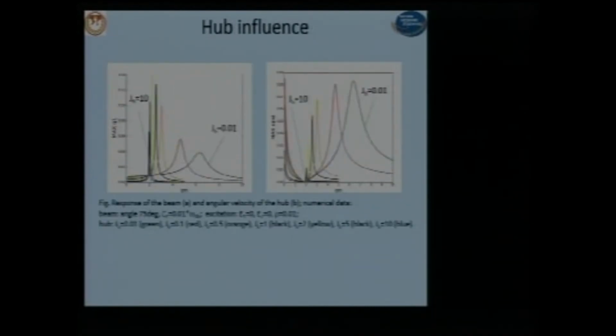And the hub influence: we see that the resonance varies as we change the mass moment of inertia from a very light hub to a heavy hub. We see a big difference in natural frequency, and this is the hub response, angular velocity. We also see the change from a very light hub to a heavy hub.